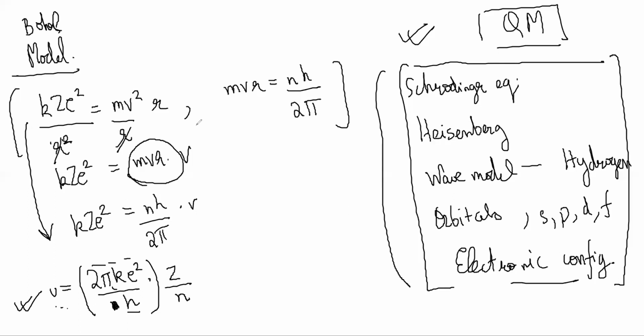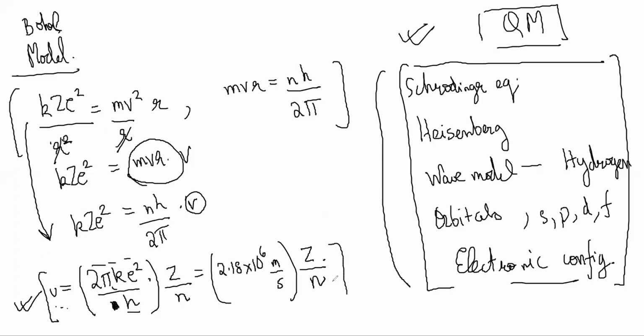This derivation is quite nice and easy, right? r gets cancelled, r comes this side. mv square r, write it as mvr into v. mvr is nh by 2 pi, right? Then you will isolate the v. So v is proportional to z by n. What you should remember is this constant: 2.18 into 10 power 6 meter per second multiplied by z by n. So now this gives us the velocity of an electron in a Bohr's orbit. Z is the atomic number, n is the number of the orbit.